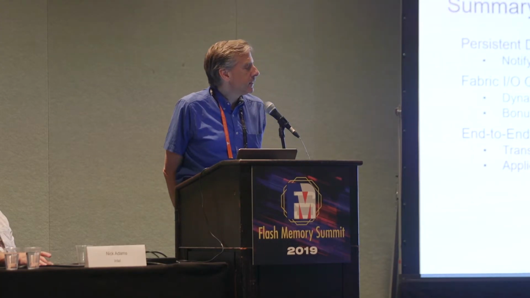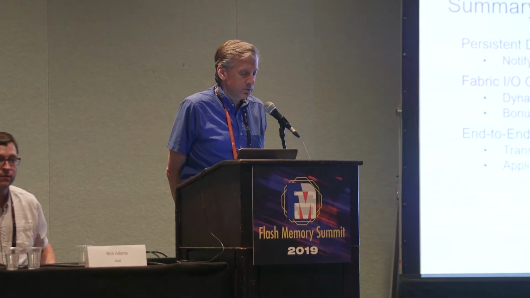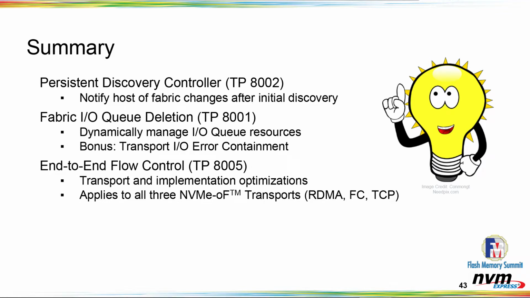So these are three of the low-level improvements in NVMe Fabrics 1.1. Persistent Discovery Controller, which gives us a standard way to tell hosts that something has changed, and they should redo discovery to find out what has changed. Fabric IO queue deletion, which allows us to dynamically manage IO queue resources, and as a bonus, we also put in transport IO error containment, the biohazard bag for failed IO connections. And end-to-end flow control, which enables transport optimizations.